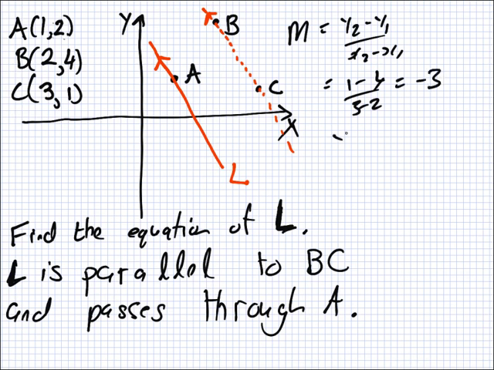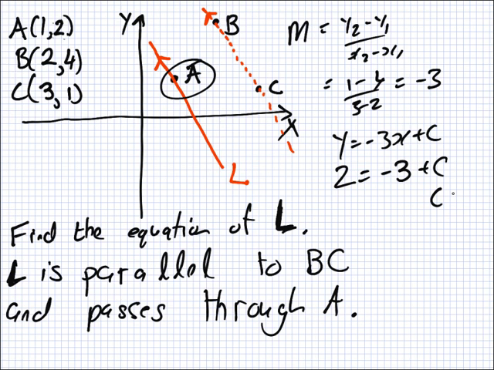Yeah. So y equals mx plus c. Now, you can only use A, because only A is on the line. So you have 2 equals minus 3 plus c, so c equals 5. And this is what you said, Marwan, wasn't it? Minus 3x plus 5 is the answer. Yeah, okay. All right, write that down if you need to.